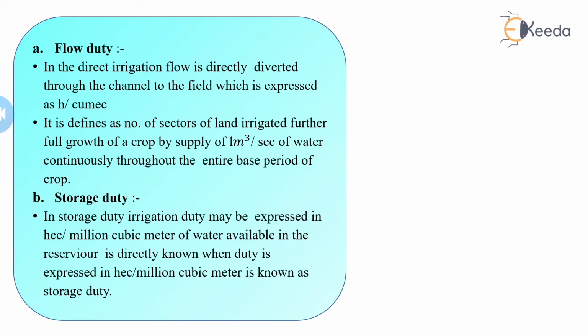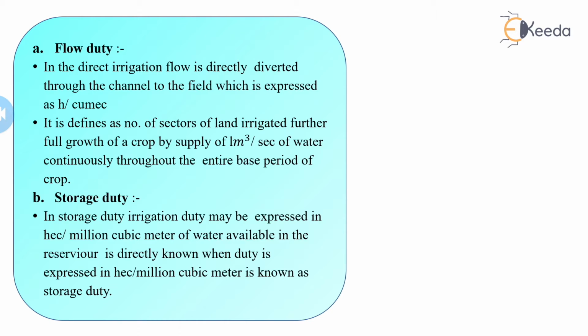So by dividing this value, we will get 1700 hectares per cubic meter of duty. And we can say that this 3 cubic meters of water will be supplied throughout the base period of a crop.